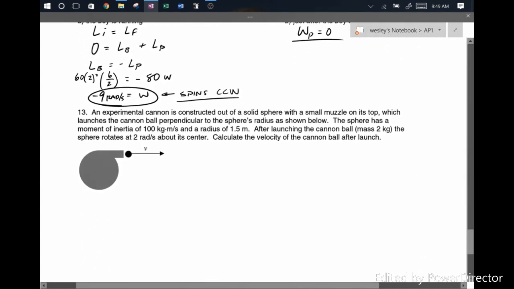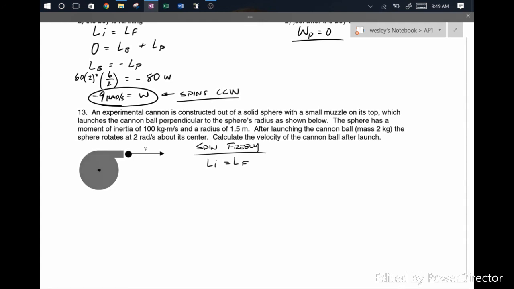13. An experimental cannon is constructed out of a solid sphere with a muzzle on the top, which launches the cannonball perpendicular to the sphere's radius. The sphere is going to rotate around its center. So that means it can spin freely. Because it can spin freely, the momentum is going to be conserved. Initial angular momentum is equal to final angular momentum.